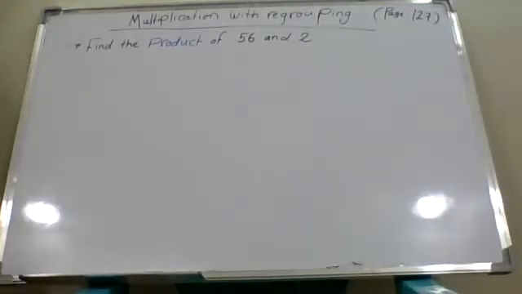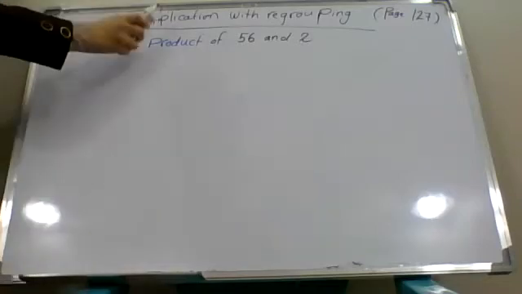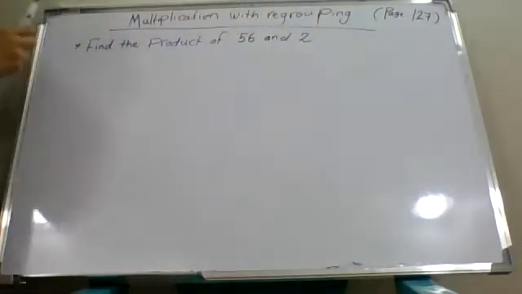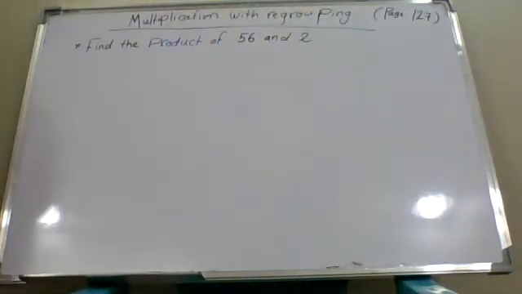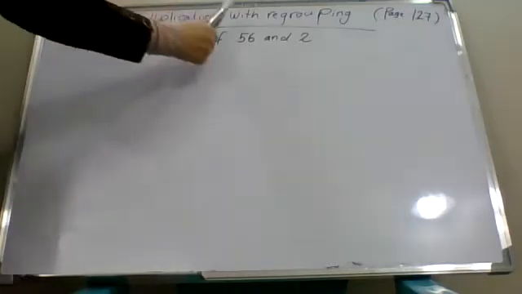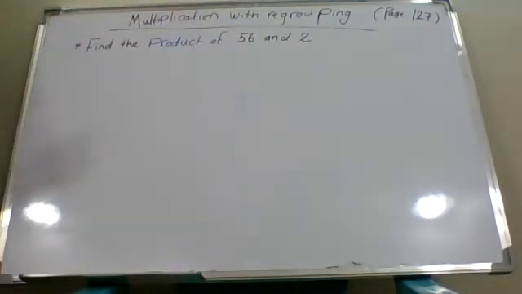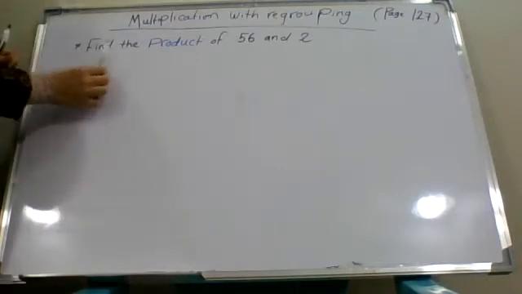Our lesson today will be completing our previous lesson, which is multiplication with regrouping. You will find this in your textbook, page 127. Okay, for the first question, we will do some exercises on multiplication with regrouping. I think that you are familiar with this kind of multiplication. The question is: find the product.